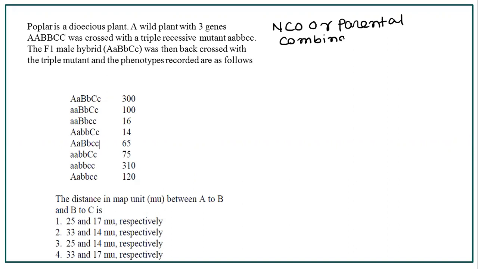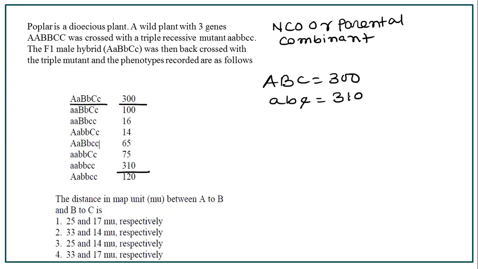Parental combination. So what is a parental combination? Parental combinations are the highest numbers. So find out the highest numbers, 300 and 310, right? For simplicity, I'm writing A, B, C, 300, and small a, small b, small c is 310. Now find out DCO. DCO is 16 and 14, right? 16 and 14.